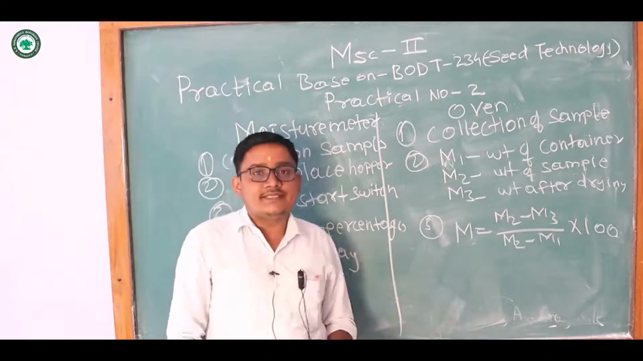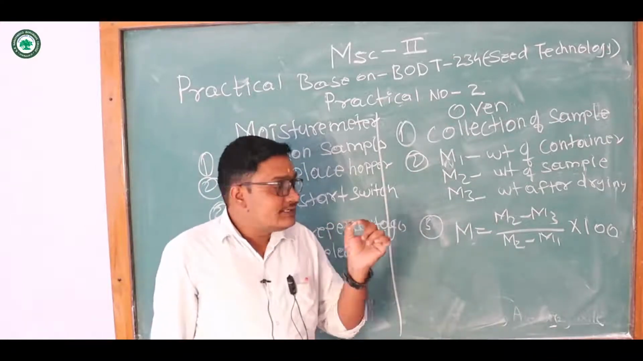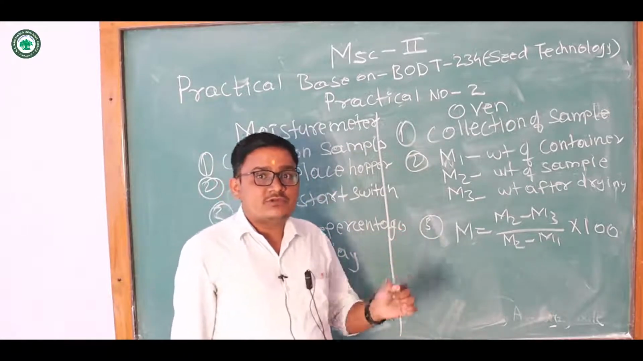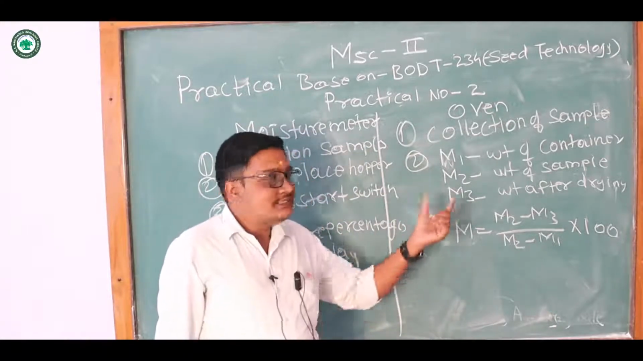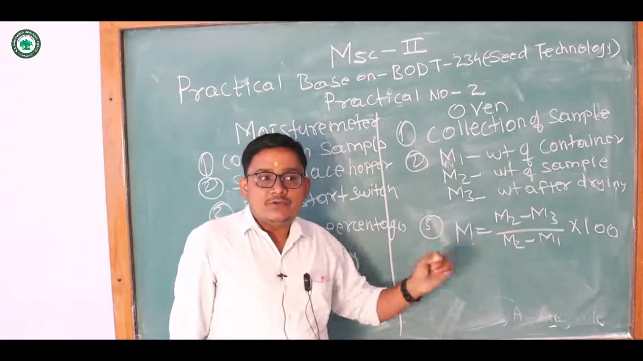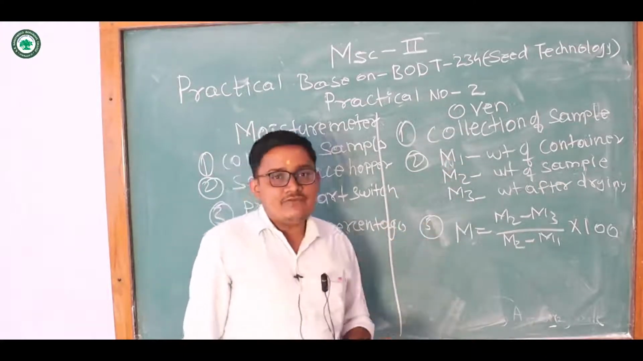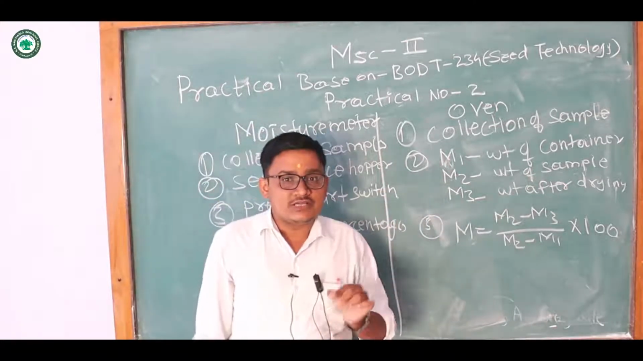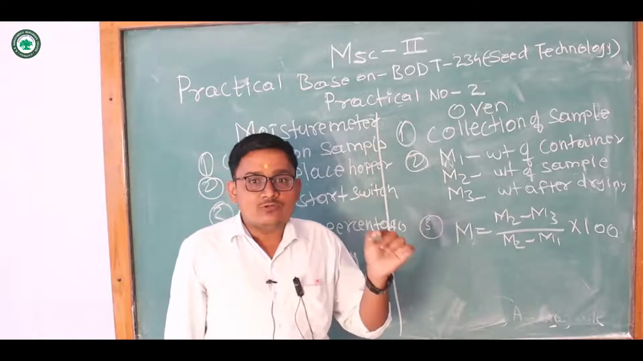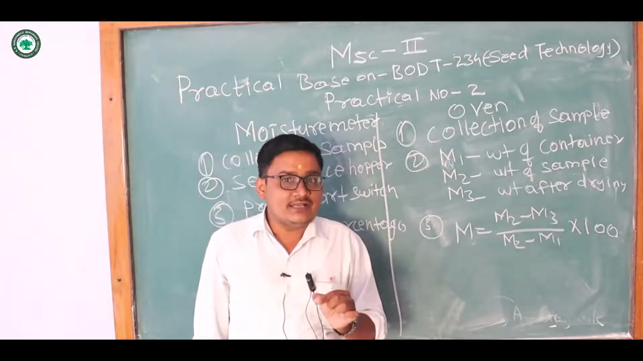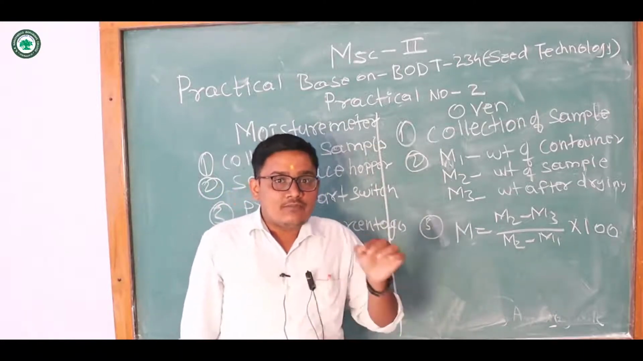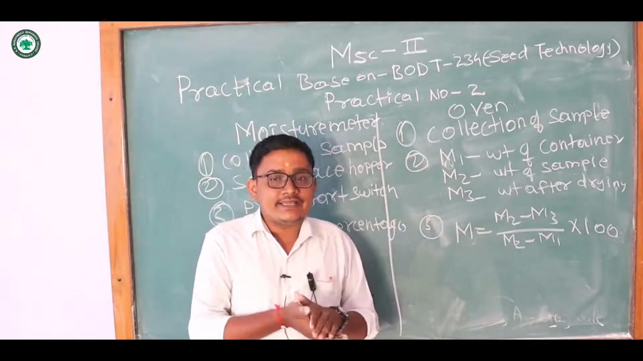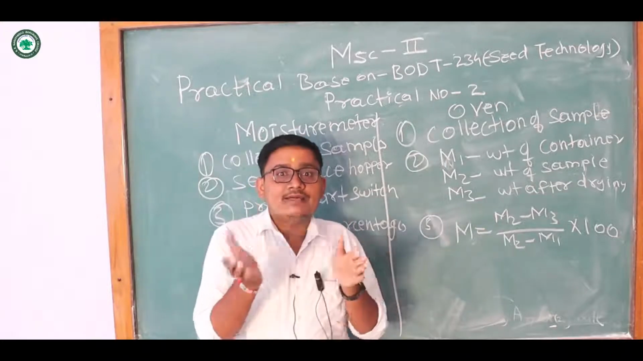Next is the oven method. In this method, the moisture percentage is determined by removing the moisture from the seed. First, in the same way, the sample is collected from the seed lot. This technique is totally based on removing moisture from the sample, and how much is removed we can understand with the help of the weight of the sample. For example, if the initial weight is more than the final weight, that indicates that some amount of moisture was present.